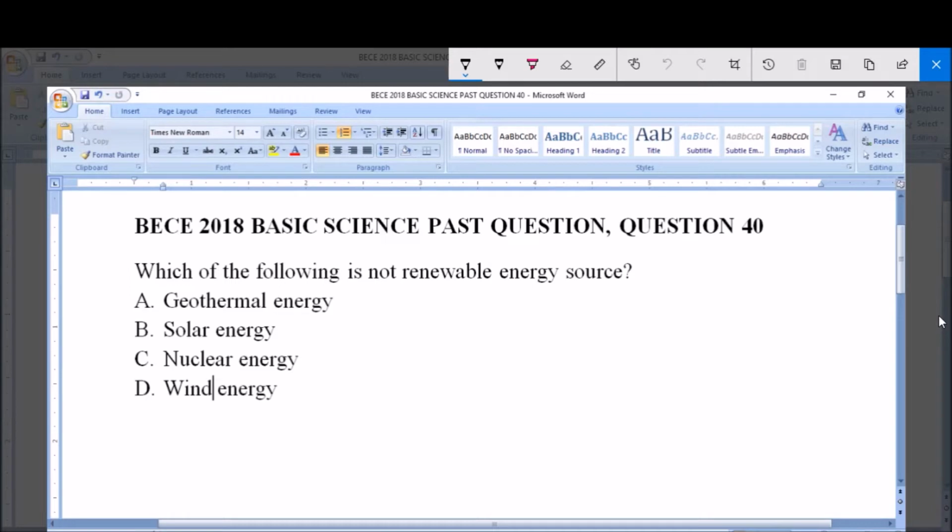I'll go over the question again. Which of the following is not a renewable energy source? A. Geothermal energy, B. Solar energy, C. Nuclear energy, and D. Wind energy.